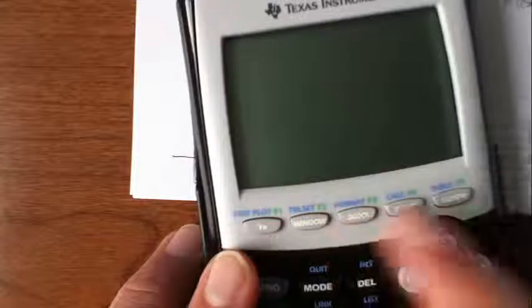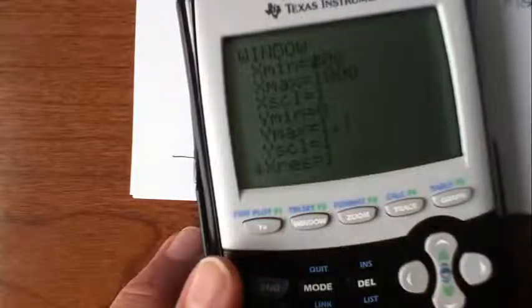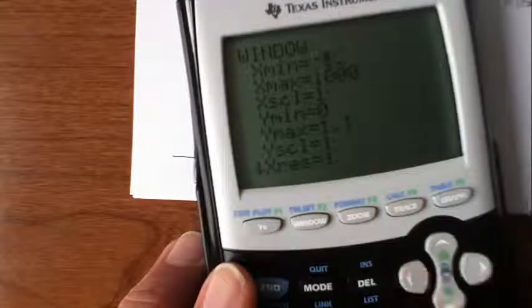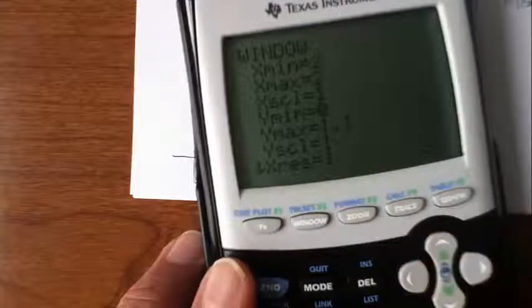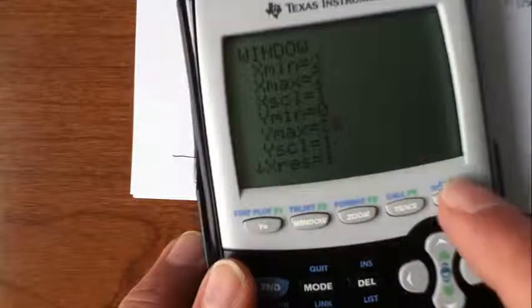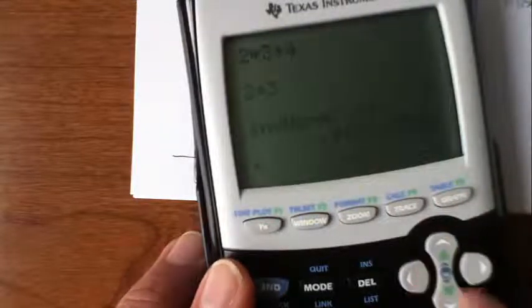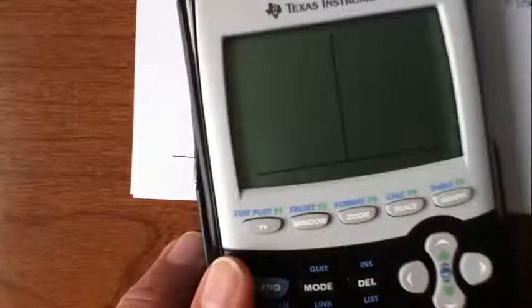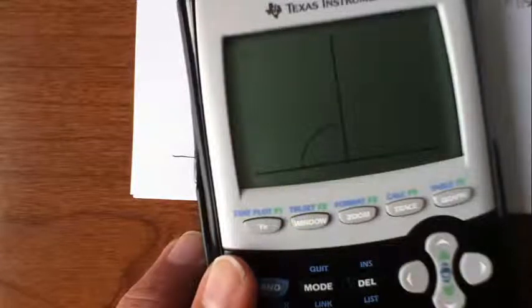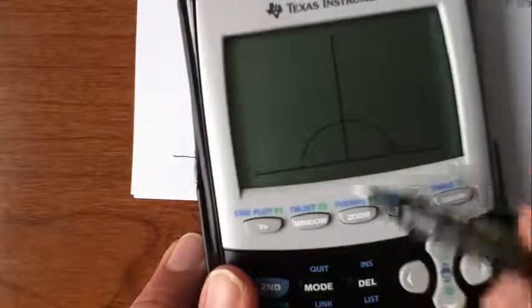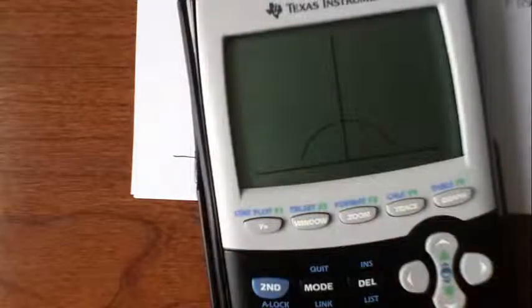I have to set my window right. Set my window to be negative 2 up to 2, and then from 0 to, I don't know, 2. Let's take a look. I didn't like that. Negative 2 to 2. Okay. Yes, it does look like that. It goes up and then it comes down. It's unimodal there. Good. I was right, as usual.